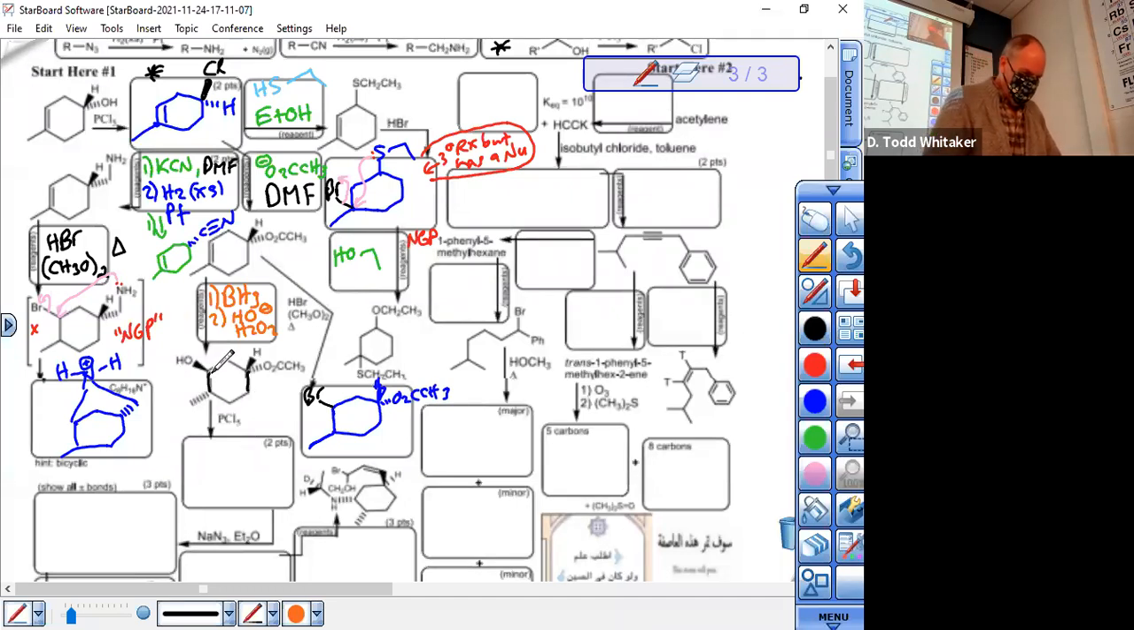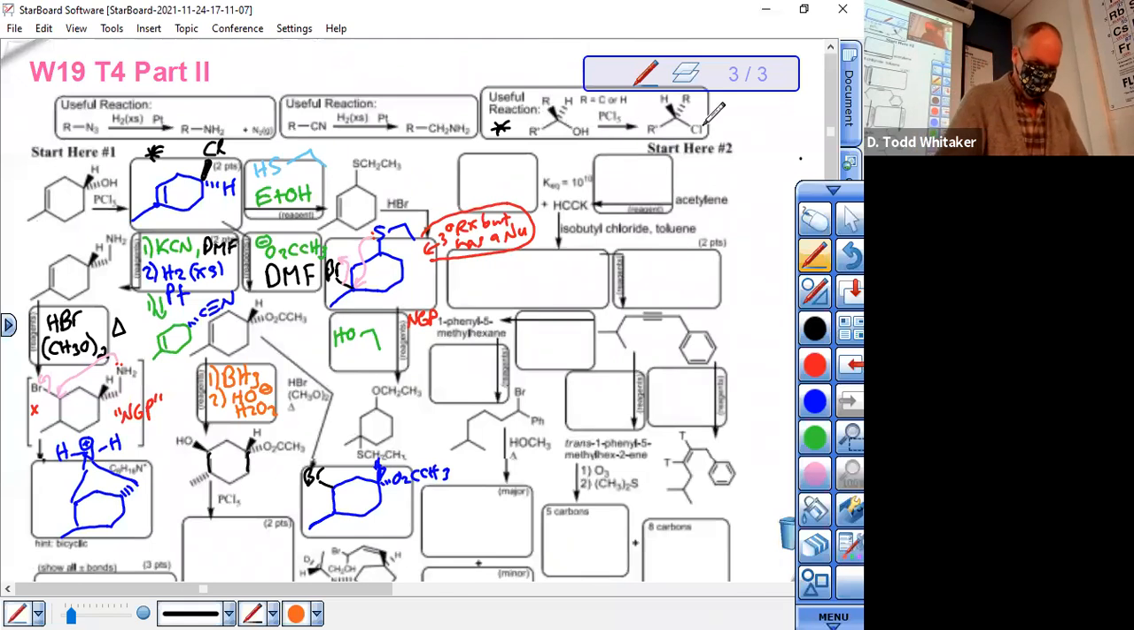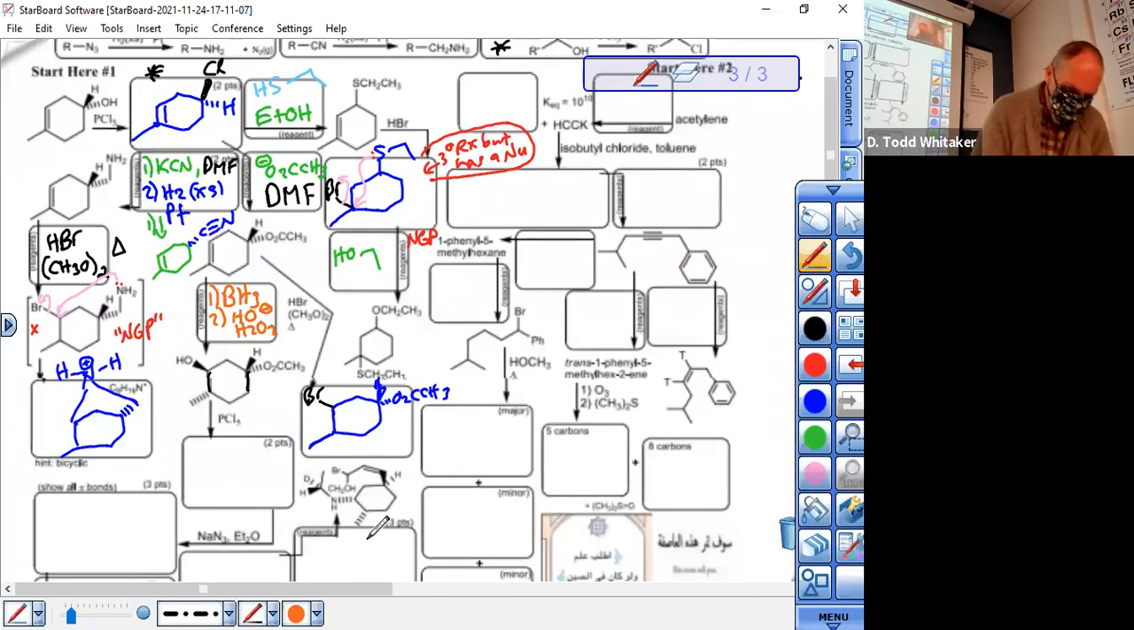I'm going to put, on the OH carbon, it's going to be a dash Cl, because it tells us up here, it's going to flip the stereocenter. And dash Cl.